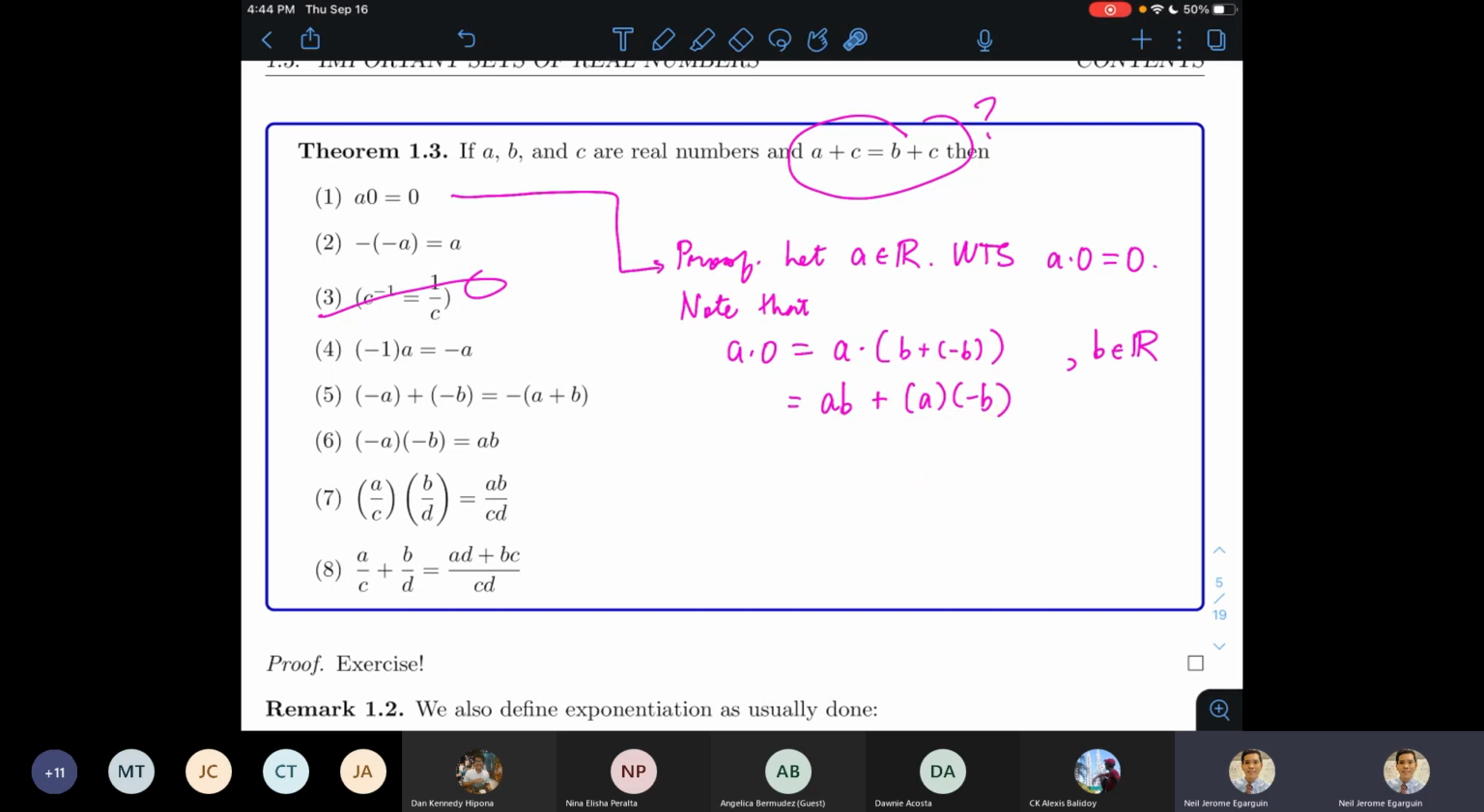Actually, that is which statement? That is statement, parang nasa statement 6 pa lang siya. So, yeah. Any suggestion? Unless ipoprove ko muna yung prerequisite.